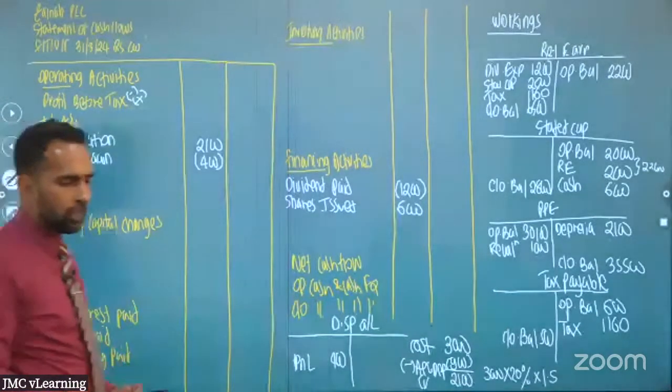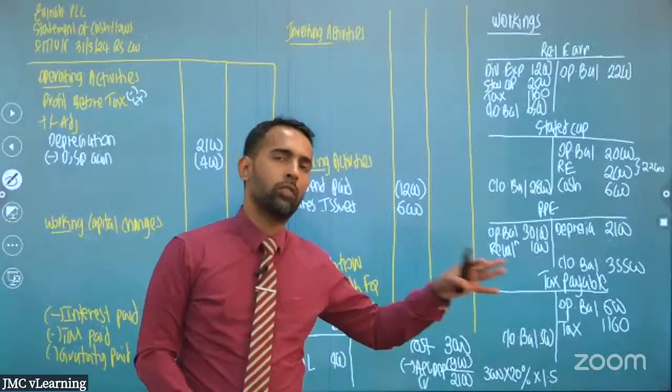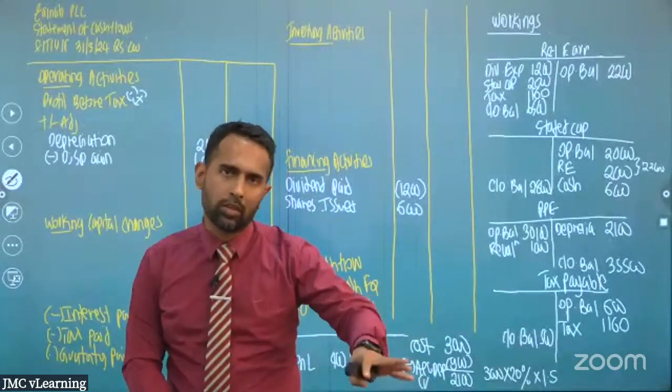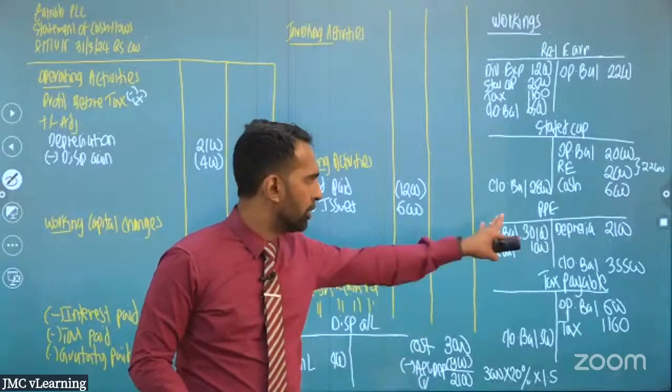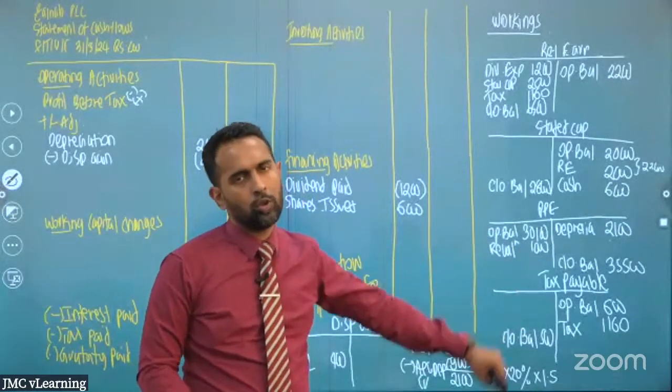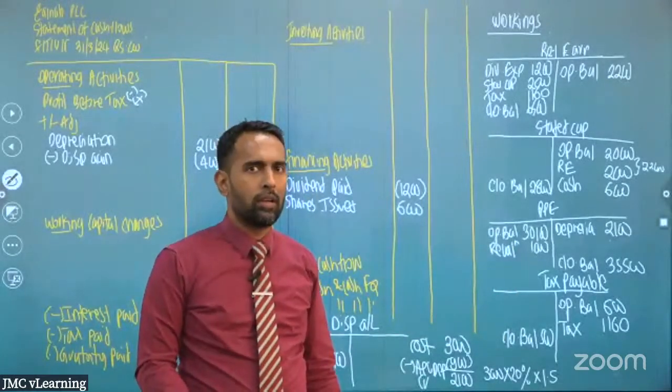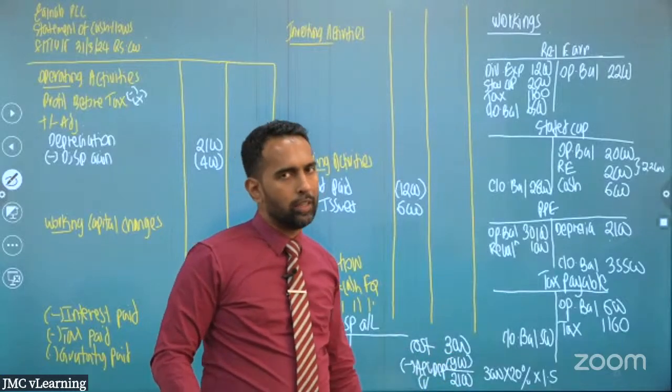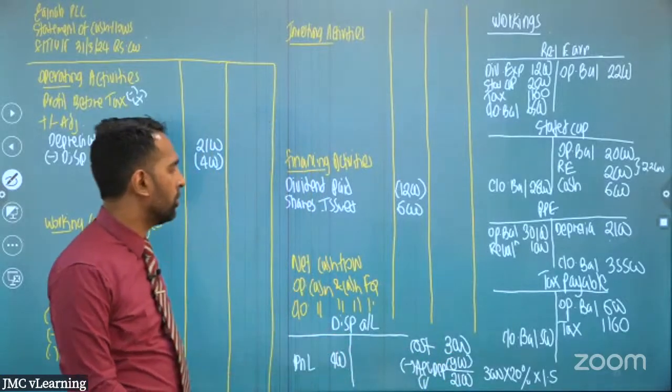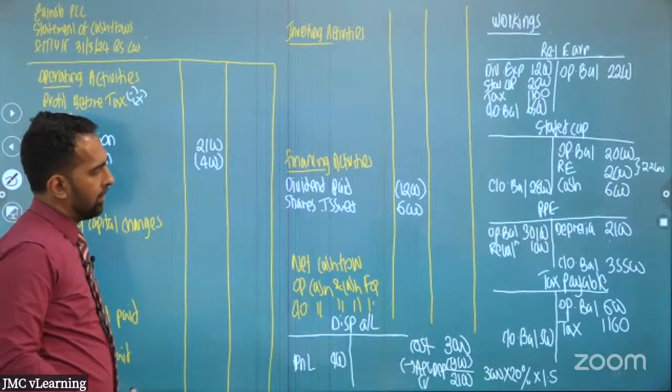Now, sometimes in your paper, you will get the cost of the PPE separately, depreciation separately. Then there will be two T accounts, PPE cost and the accumulated depreciation separately. Or they might give the net book value like this. Then you know how to tackle it. Right.